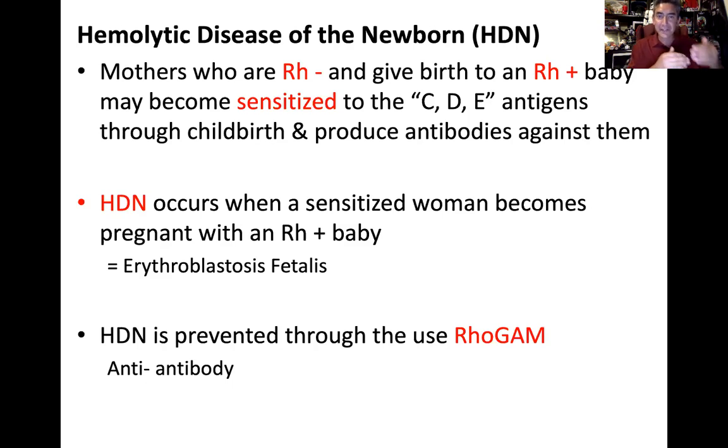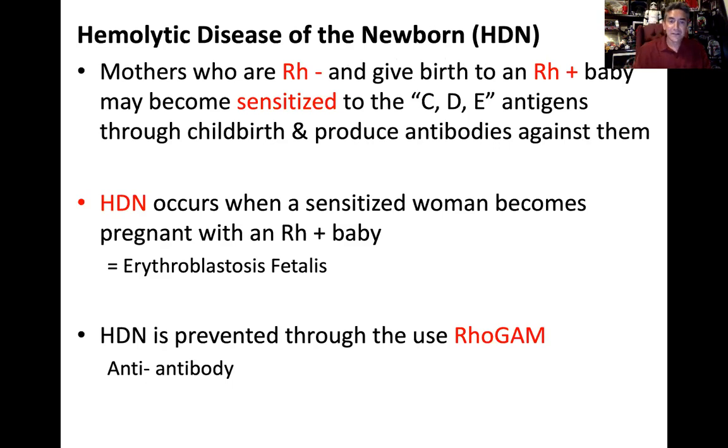So towards the end of pregnancy, there may be a little bit of interaction between the fetal blood and the placental blood of mom. So mom may become sensitized to the CD or E antigens through childbirth. In childbirth, traumatic things are straining, and the placenta may tear, that kind of stuff. So once the Rh positive blood interacts with mom's Rh negative, mom becomes sensitized, and mom then starts to produce antibodies against that Rh positive.